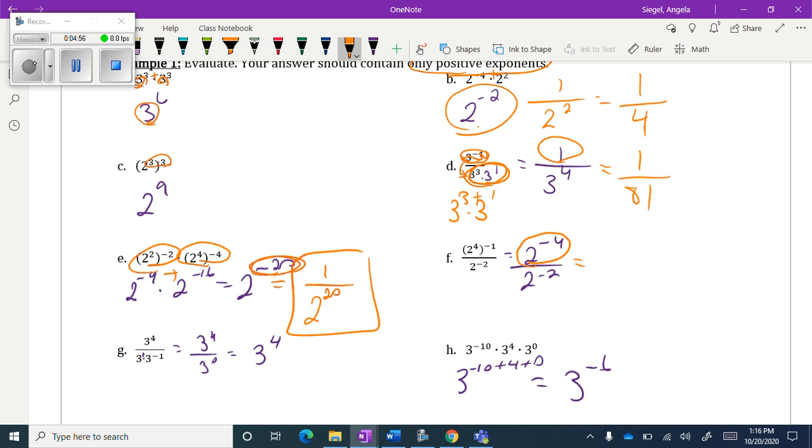This guy wants to be moved to the bottom, and this guy wants to be moved to the top. So remember, I have 2 to the negative 2 power, or 1 over 2 squared, which is 1 over 4.